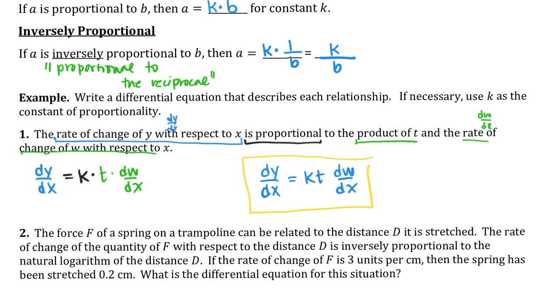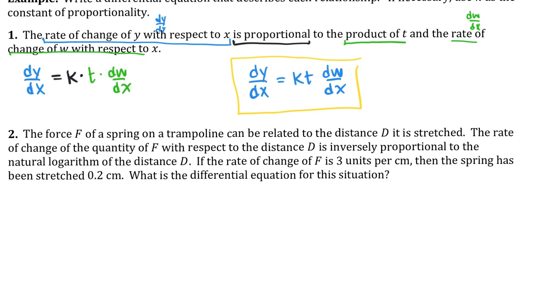Let's look at the next one. Number 2. The force F of a spring on a trampoline can be related to the distance d it is stretched. The rate of change of the quantity of F with respect to the distance d is inversely proportional to the natural logarithm of the distance d. If the rate of change of F is 3 units per centimeter, then the spring has been stretched 0.2 centimeters. What is the differential equation for this situation?